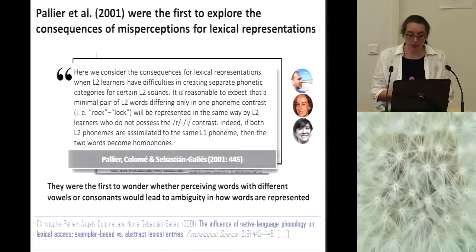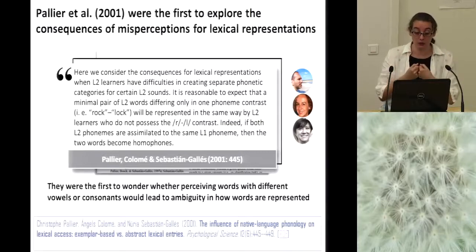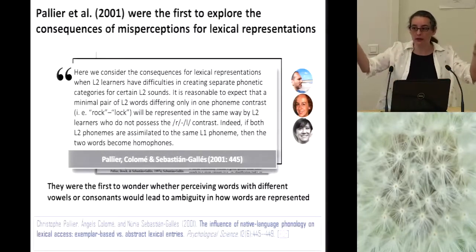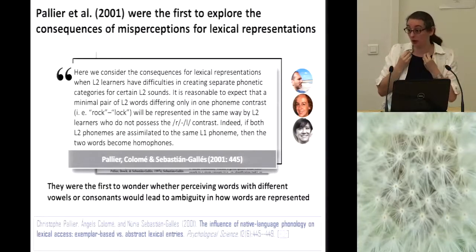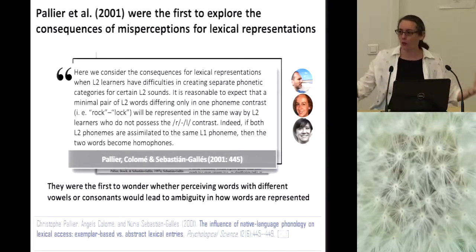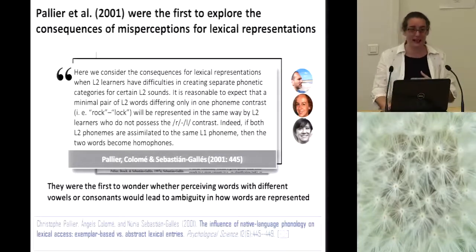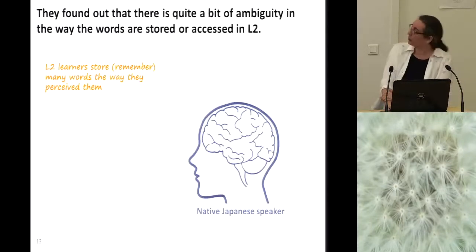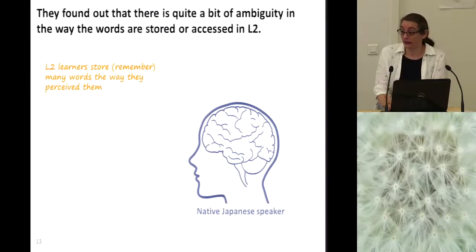Indeed, if both L2 phonemes are assimilated to the same L1 phoneme, then the two words become homophones, sounding the same, right? So here what they're saying is that a contrast in the language might be neutralized when people hear and memorize the form of words, which has quite wide-ranging consequences, and in fact it did have a lot of consequences. And so let me illustrate. And in fact what they found is exactly that.